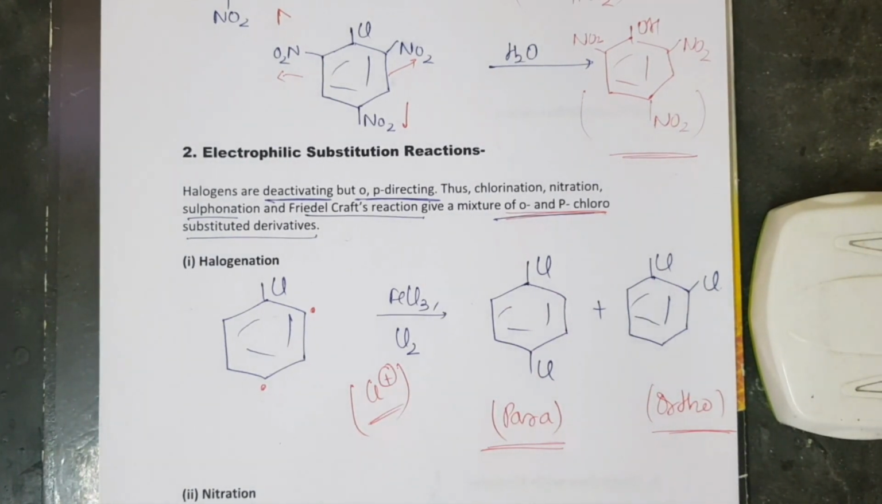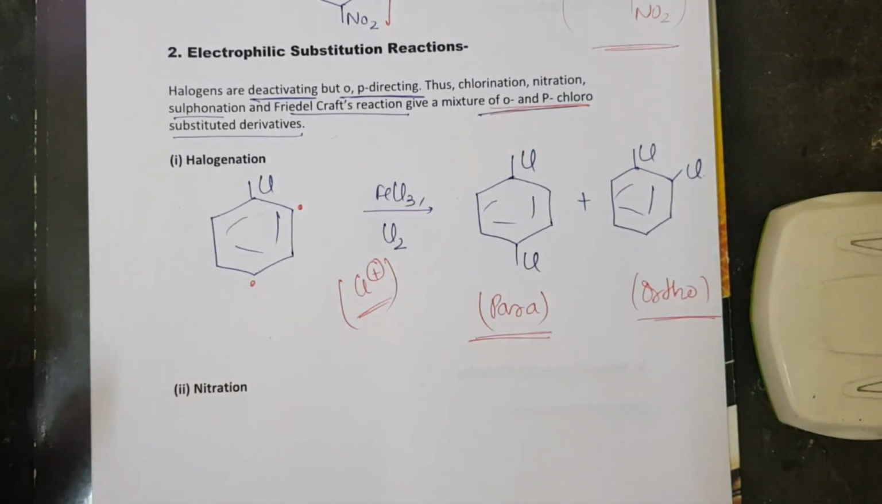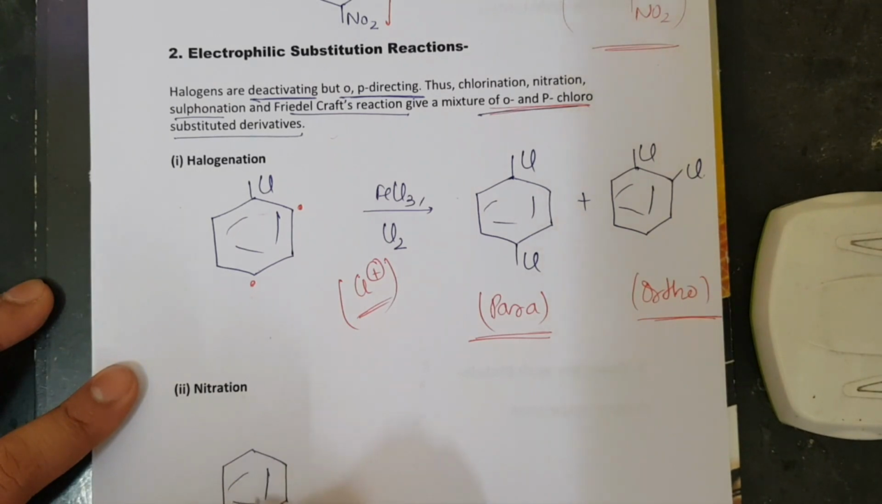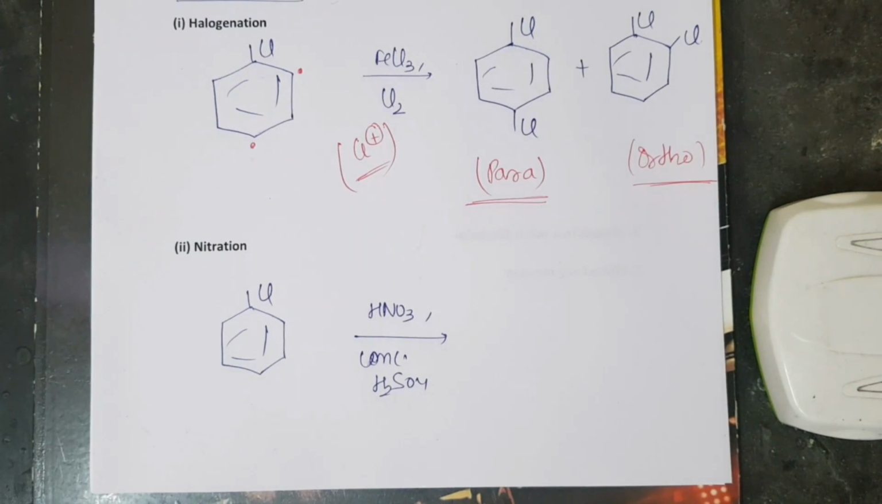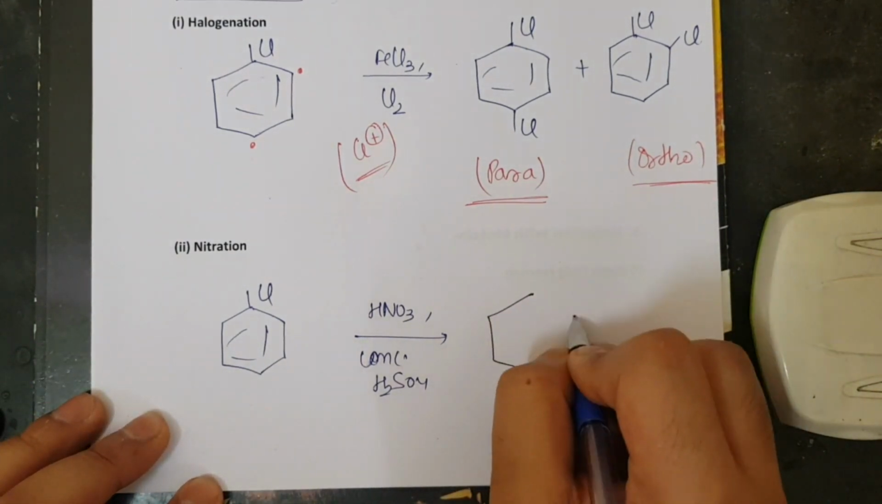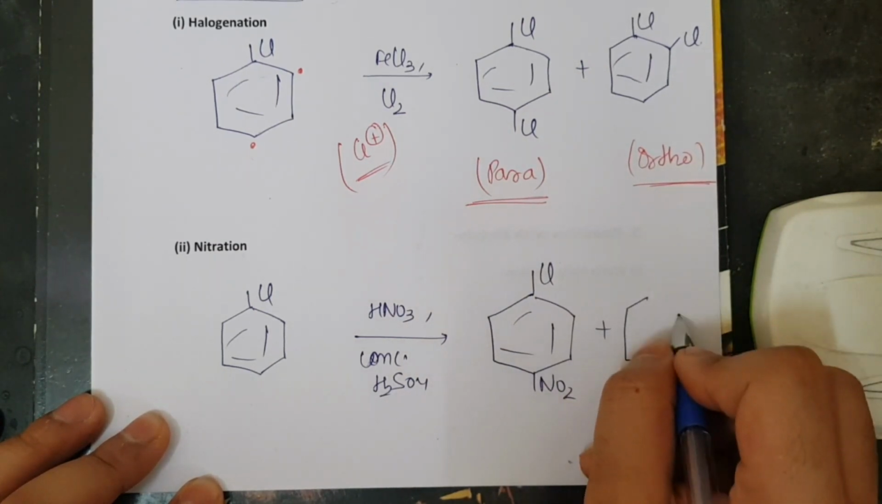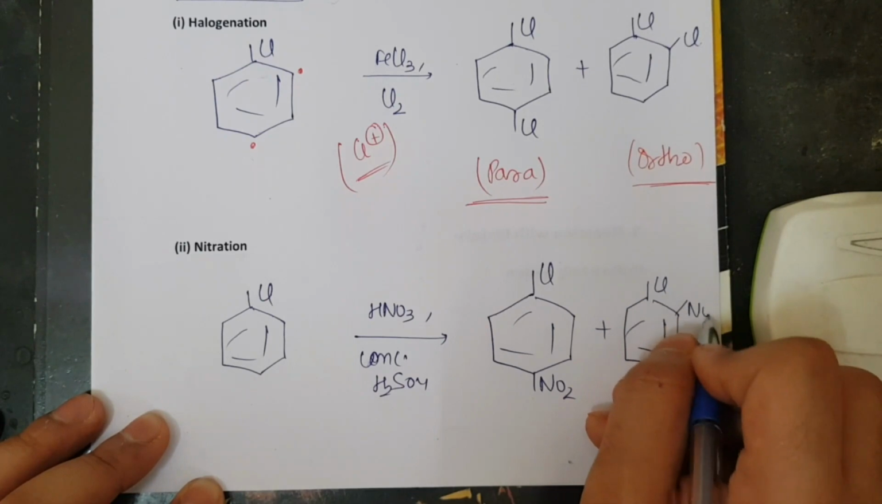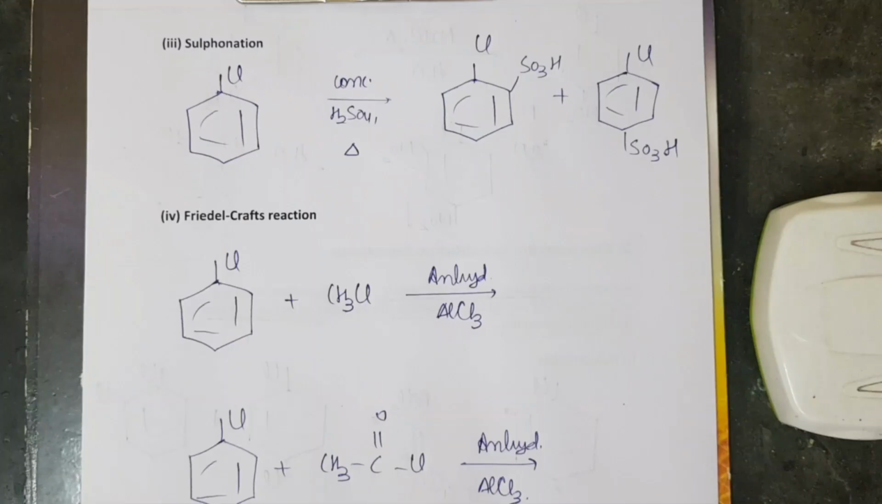Now let us move on to the next one, which is the nitration. Nitration means introduction of the NO2 group. So once again we have been given chlorobenzene here. We take HNO3 and concentrated H2SO4. This is the nitrating mixture which is taken in order for the introduction of the NO2 group. So once again you can guess what will happen. We get the formation of NO2 at the para, and here also at the ortho position we get the formation of the NO2. So once again you can decide whether ortho is major or para is major. Mention in the comment section which of the two is major.